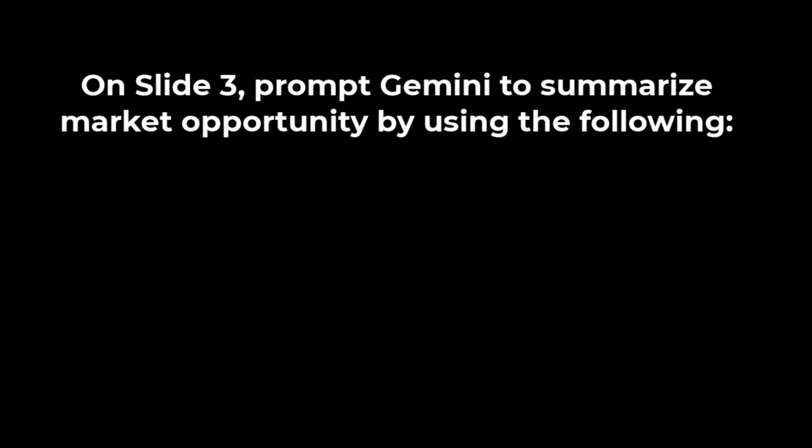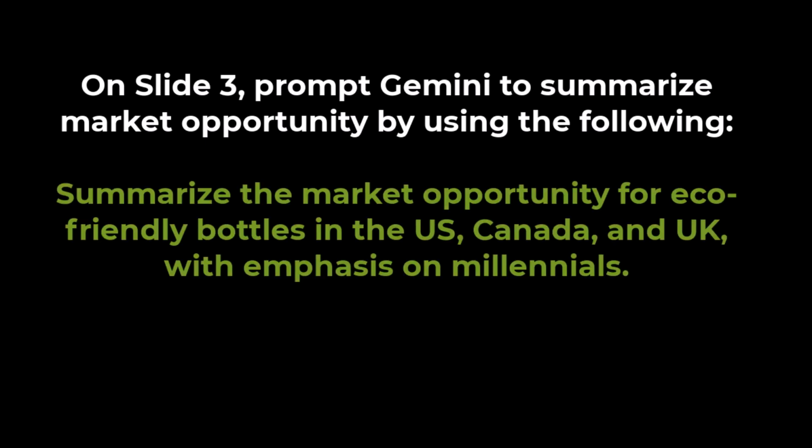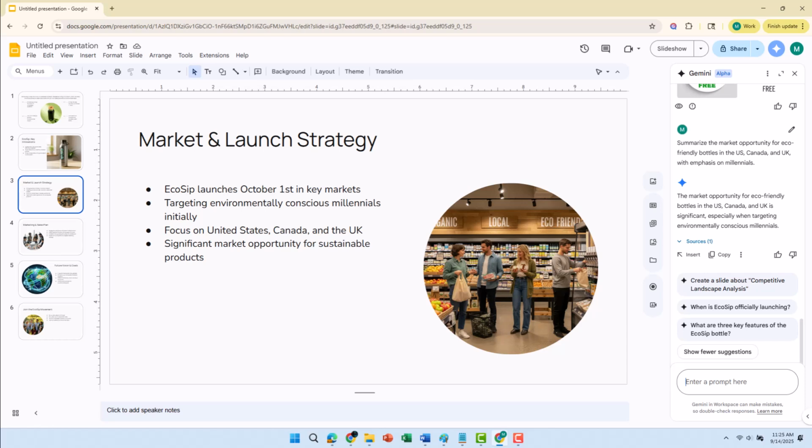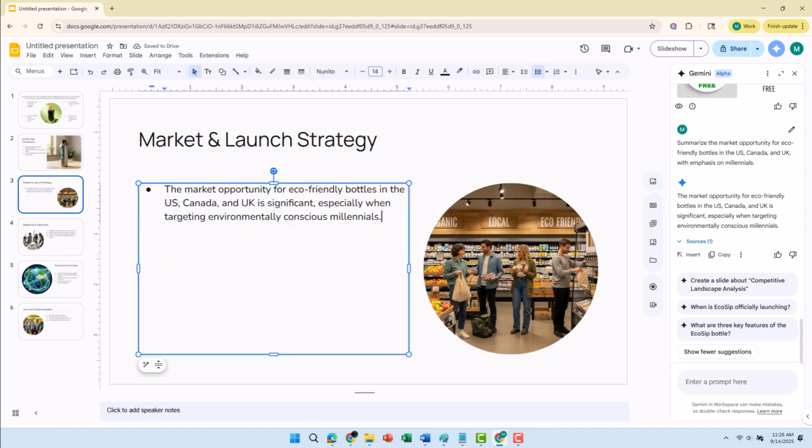On slide 3, prompt Gemini to summarize market opportunity by using the following prompt. Summarize the market opportunity for eco-friendly bottles in the US, Canada, and UK, with emphasis on millennials. Replace the current bullet text with the updated summarization.